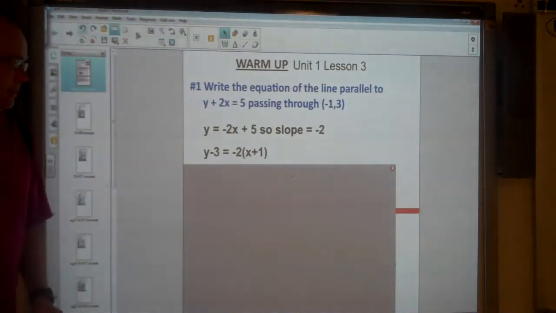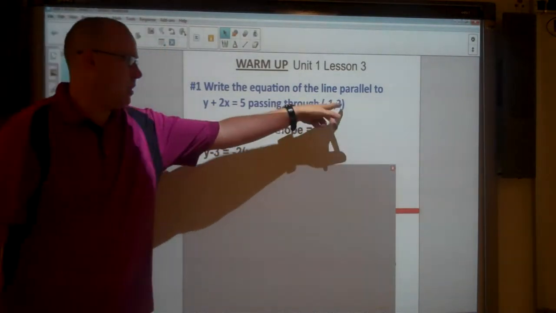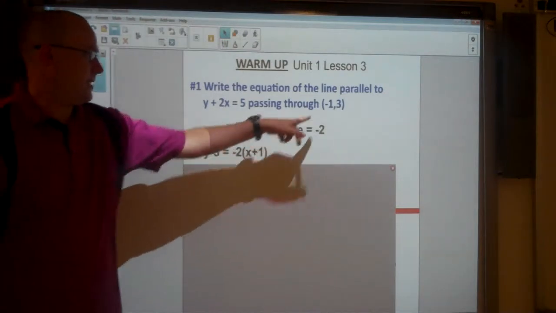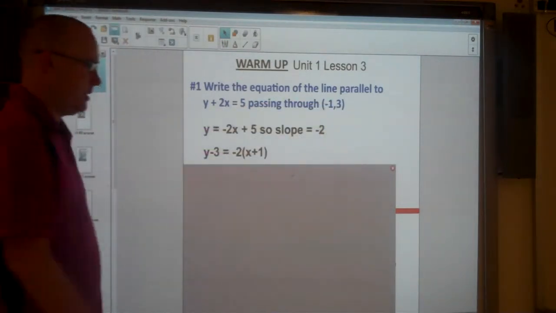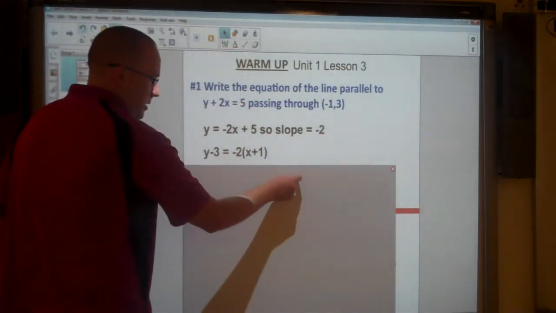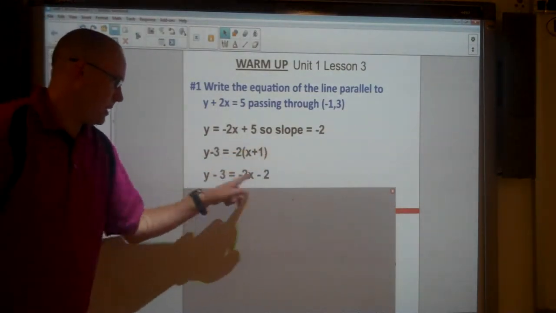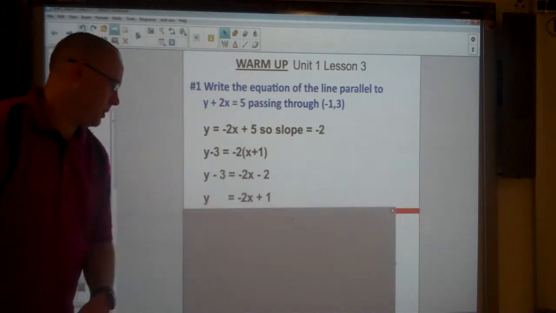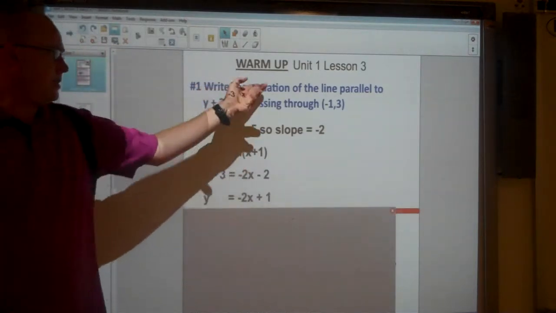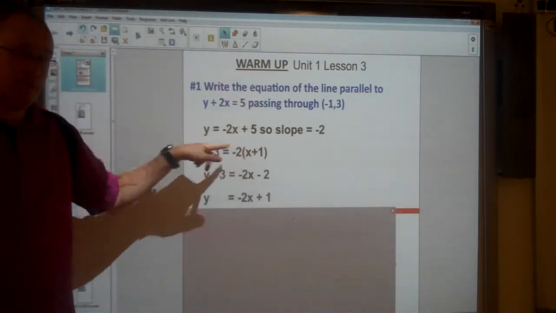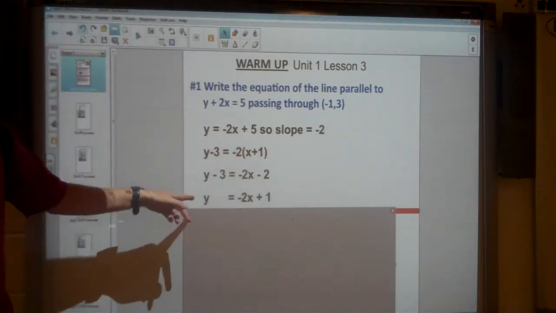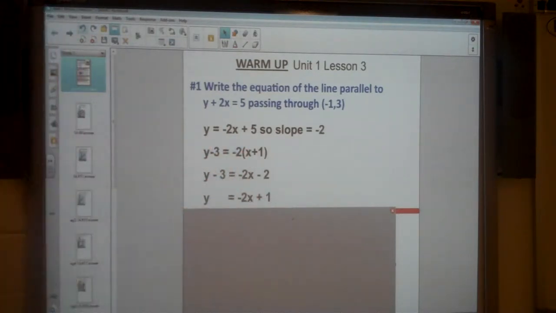Now I substituted directly into this formula, so y minus y1 equals the slope times x minus x1, but with x already being negative, that turned into a positive. Distributed here, and then I just did one more step, I added 3 to both sides to give it like this. Now the question just says write an equation, so technically this would be good enough because we've got the equal sign here. More commonly you're going to see the answer in that form there.